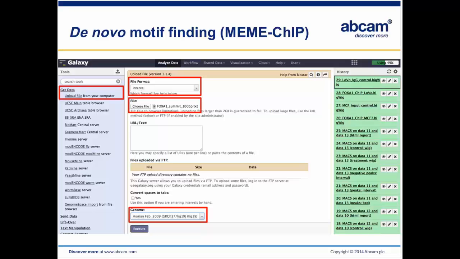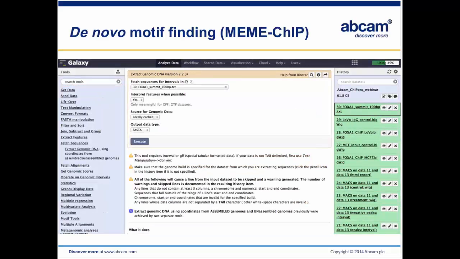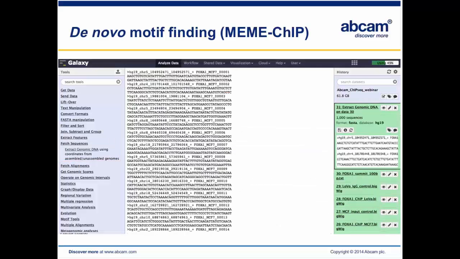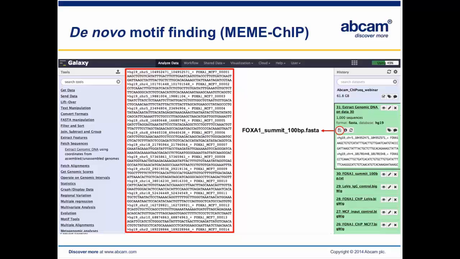After uploading, click Extract Genomic DNA under the Fetch Sequences tab. Choose the file you just uploaded and simply click Execute. When it is finished, you will see the DNA sequence within each 100 base pair region in a FASTA format. And you can save this FASTA file to your local computer. Let's call it FOXA1 summit 100bp.fasta.